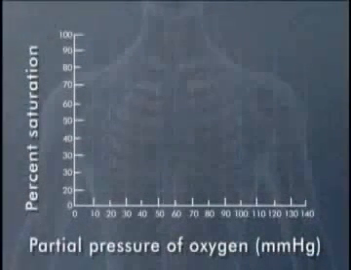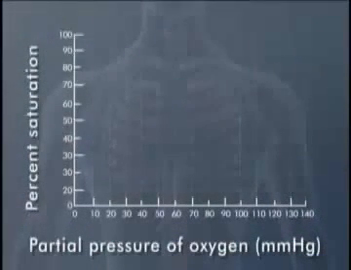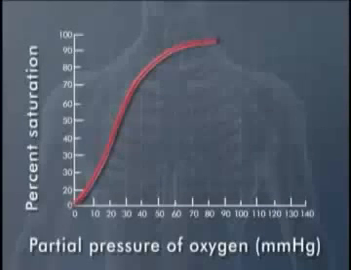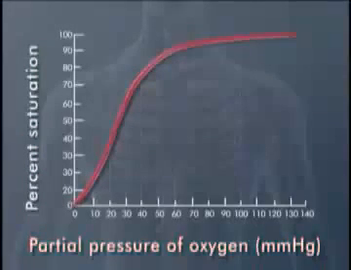This graph, the oxygen dissociation curve of hemoglobin, shows why hemoglobin is particularly suited to its role in transporting oxygen. The oxygen dissociation curve demonstrates the relationship between the oxygen carried in combination with hemoglobin, the O2 saturation, and the partial pressure of oxygen in the arterial blood.